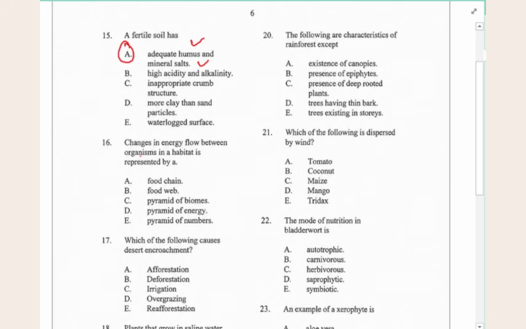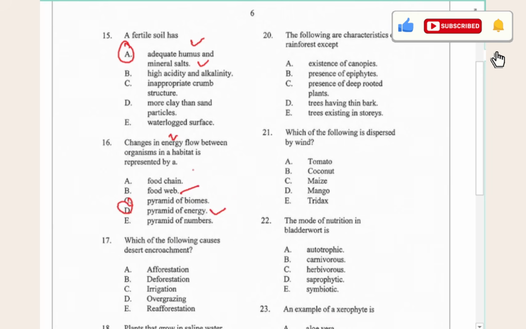Number 16, changes in energy flow between organisms in a habitat is represented by the said changes in energy. So that's why you use a pyramid of energy to represent that. What's a pyramid? A pyramid is a pictorial representation of a food chain. Okay, so you use a picture to represent it. So the correct answer there is a pyramid of what? Energy. Hope you are taking note of this.